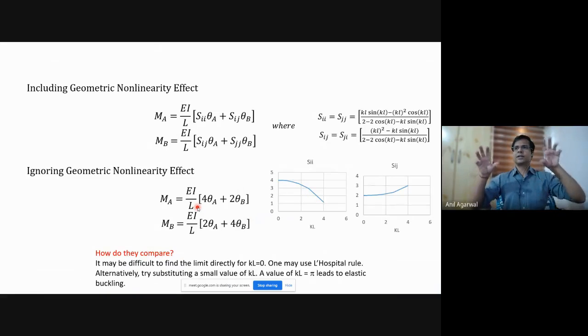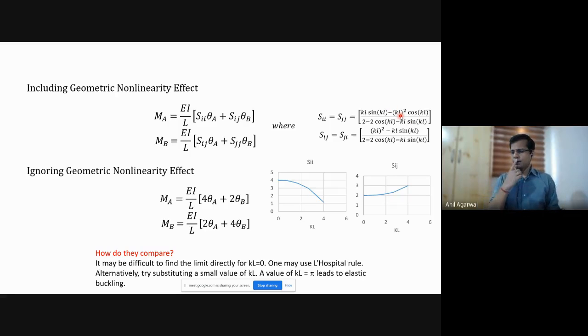When we derived that equation, we did not get the amplification factor separately. Basically, it got all pretty complex. The equations were relatively longer, and what we got was an equation like this: MA is equal to EI by L times Sii θA plus Sij θB, where Sii and Sij are given by these equations. Likewise, MB was equal to Sij θA plus Sjj θB. Sij is this one, Sjj is same as Sii, which is given by this one. So there are terms of sine and cos KL, and KL.